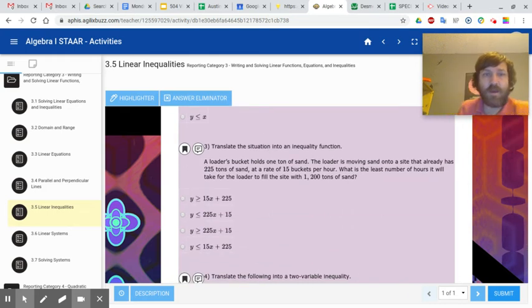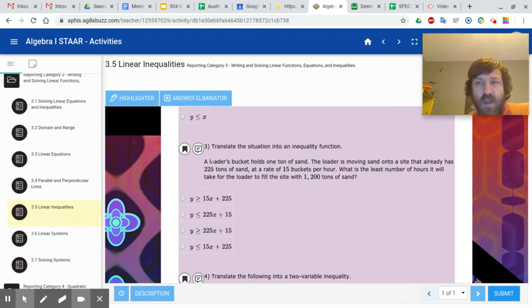Number 3, translate the situation into an inequality function. A loader's bucket holds 1 ton of sand. The loader is moving sand onto a site that already has 225 tons of sand at a rate of 15 buckets per hour. What is the least number of hours it will take for the loader to fill the site with 200 tons of sand? So we have a couple of different concepts here. The first is which of these numbers is the x, the thing that goes with the x, or the slope, and which of them is the constant.